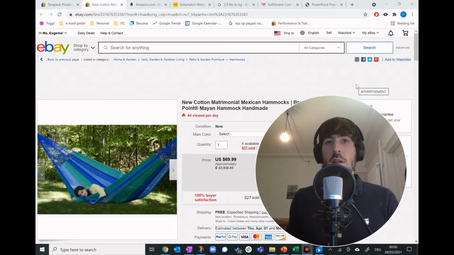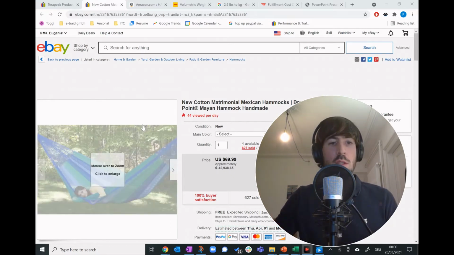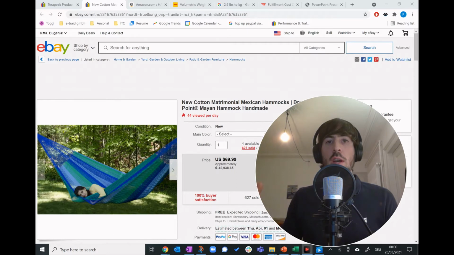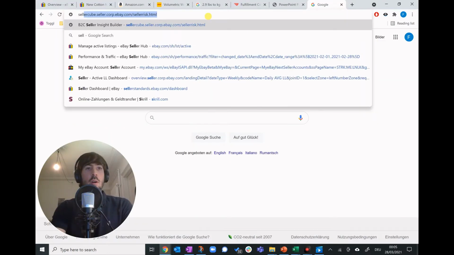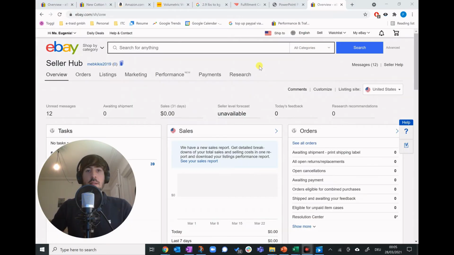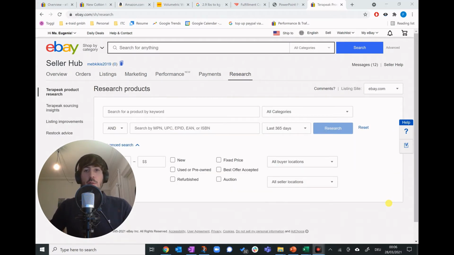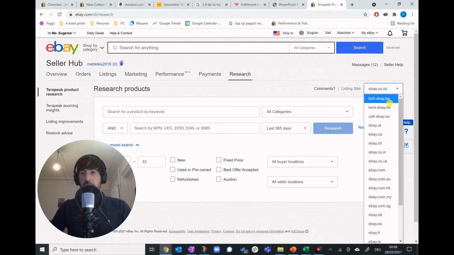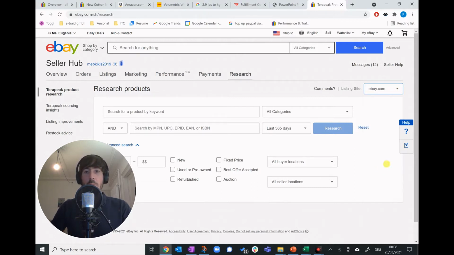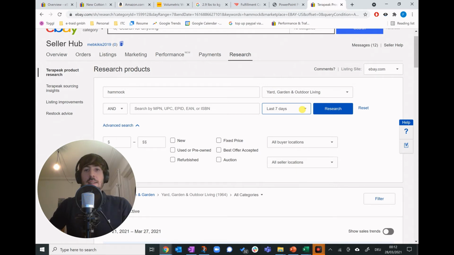To make things practical, let's assume I'm an artisan based in Latin America and I'm looking to sell hammocks like this one to the United States. First, let me find Seller Hub on eBay. Next, I'll click on the Research tab here, which brings up Terapeak Product Research. I'm going to select the site I want to sell on. In this case, I'm interested in eBay.com. I'm also interested to see sales data not just for the last 7 days, but for the whole year. Let me search for hammock here.